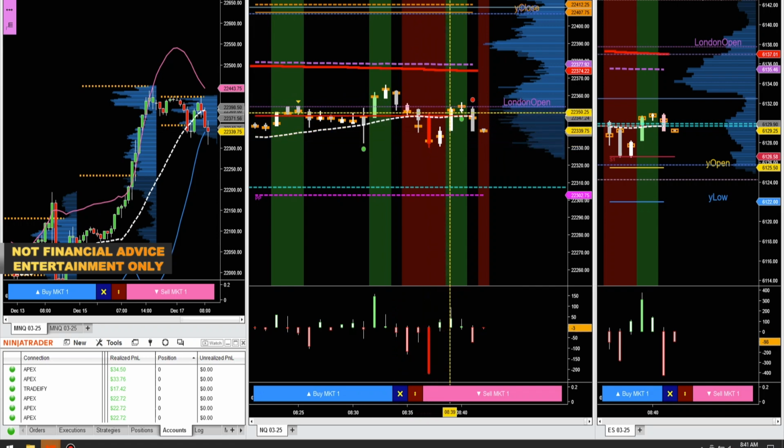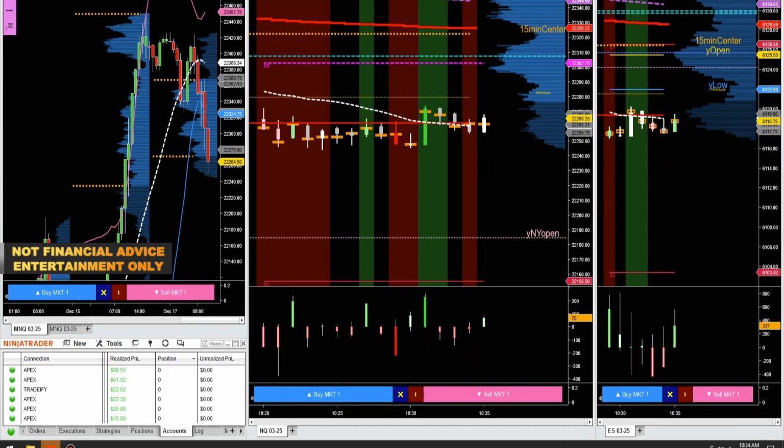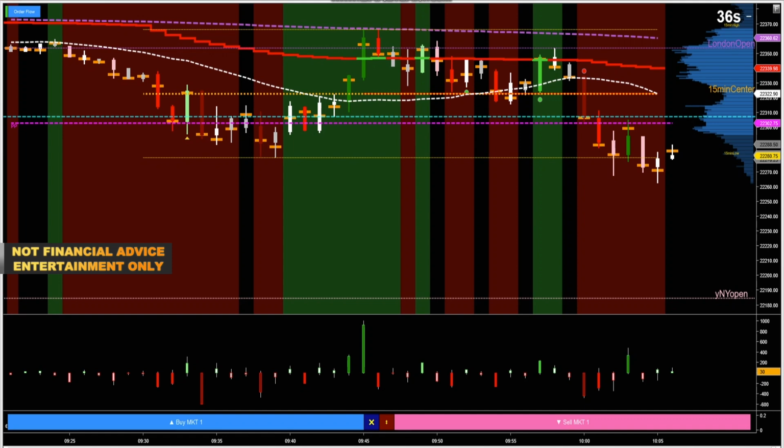Got a little pop up. Point of controls up at the tops here. Got a wick on this candle off the London Open. Another move down. I ended up green around $100 today. I did not do that much live recording. Here's the price action from this morning.